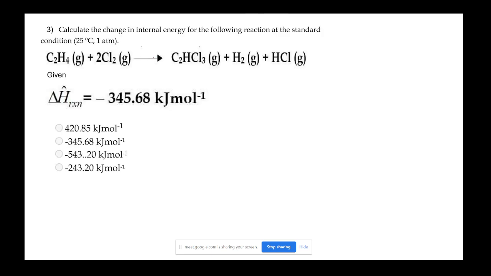Now the next question is, calculate the change in internal energy for the following reaction at standard conditions. Let's say delta H of reaction is nothing but minus 345.68 kilojoule per mole.